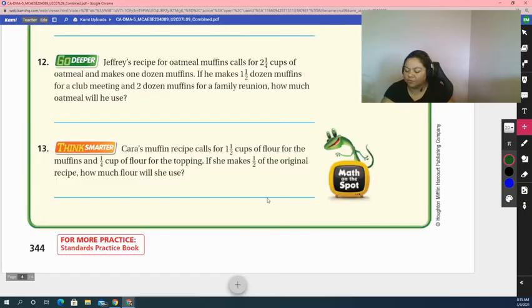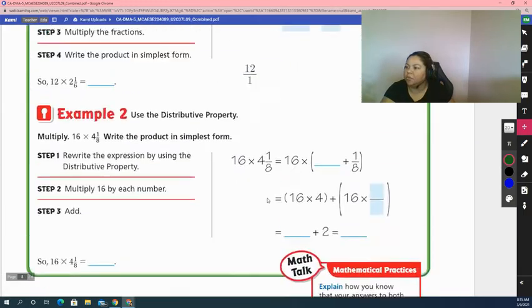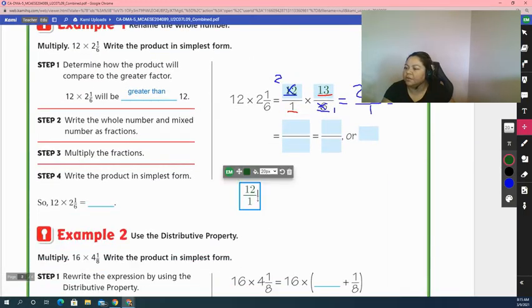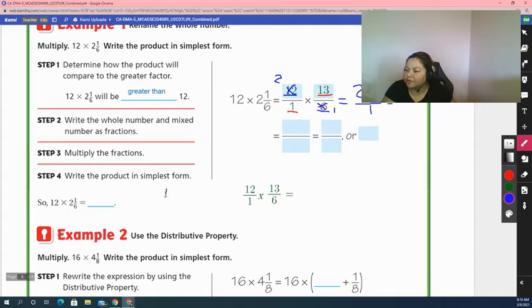And we were multiplying by 13 over 6. So if I had not cross-multiplied, I would have to multiply 12 times 13. In this case, if you didn't know how to do it, you would have to multiply it on the side, 12 times 13.